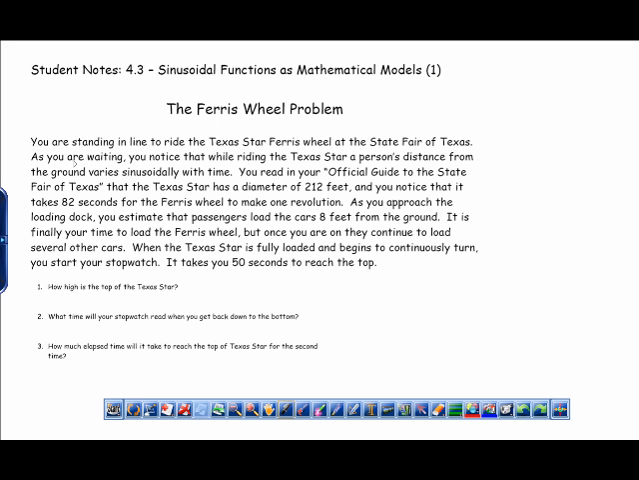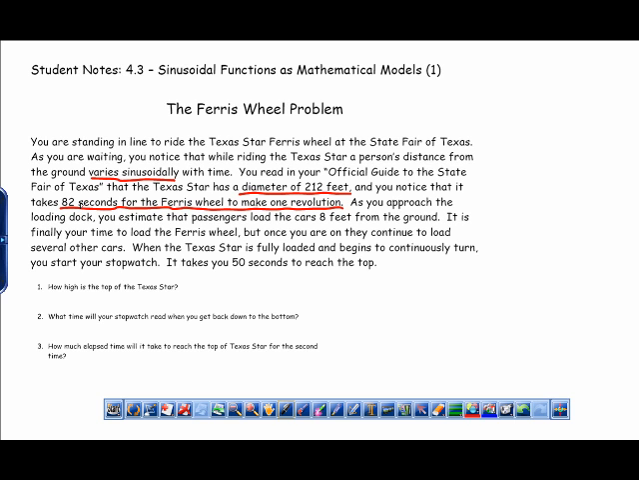Okay, so it says, you are standing in line to ride the Texas Star Ferris wheel at the State Fair of Texas. As you are waiting, you notice that while riding the Texas Star, a person's distance from the ground varies sinusoidally. All right, this tells us that we're going to have a sine or cosine curve. It says you read in your official guide to the State Fair of Texas, of course you have this handy, that the Texas Star has a diameter of 212 feet. That seems important, so I'm going to underline it. And you notice that it takes 82 seconds for the Ferris wheel to make one revolution. This 82 is actually going to end up being the period of the graph.